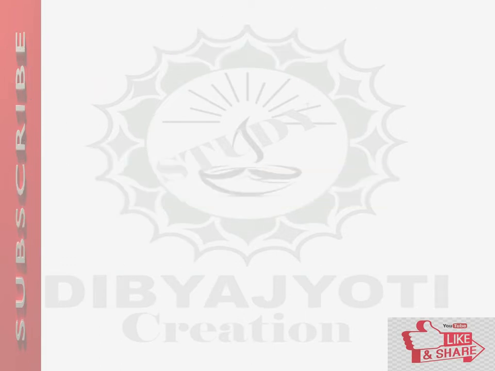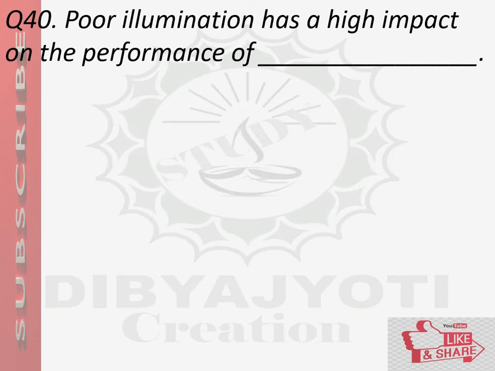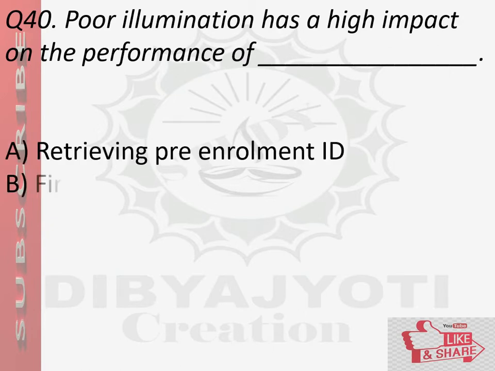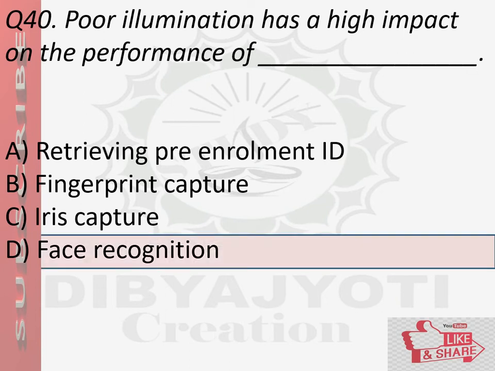And next, question number 40. Poor illumination has a high impact on the performance of dash. Options are option A, retrieving pre-enrollment ID, option B fingerprint capture. Option C, iris capture. Option D, face recognition. And answer is option D, face recognition.